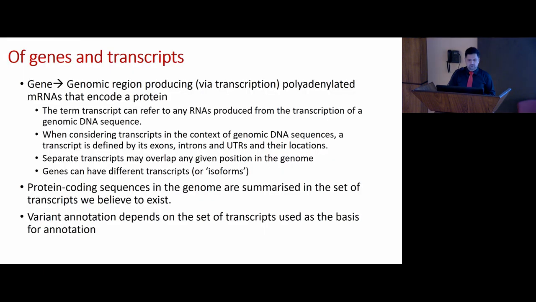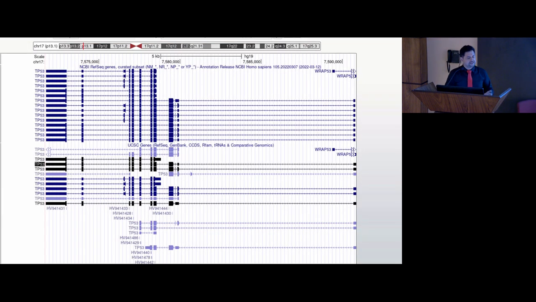Alright, so a gene is a genomic region which, when it gets transcribed, produces mRNAs that encode a protein. A transcript can refer to any RNA that is produced from transcription of a genomic DNA sequence. And one gene can have many different transcripts. So all these lines that you saw are the different types of transcripts that are active for TP53.